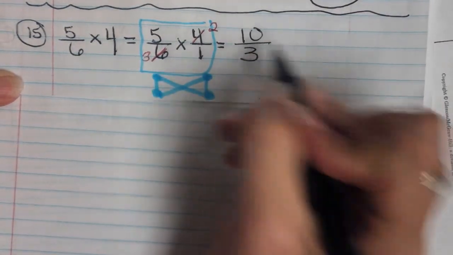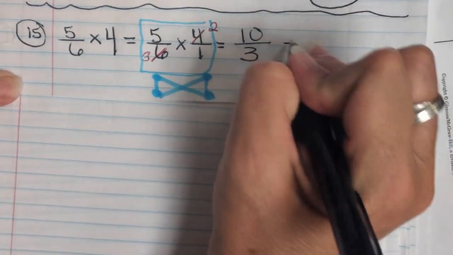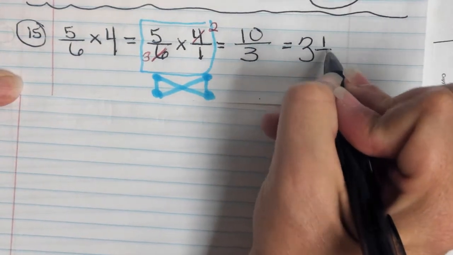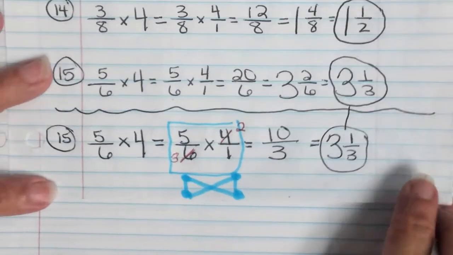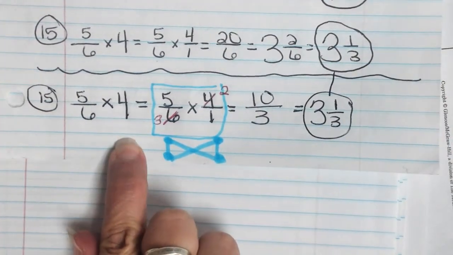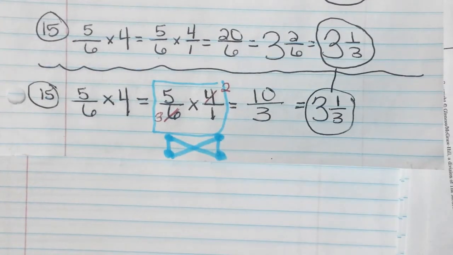3. Okay, top number's bigger. Can 3 go into 10? How many times? 3 times. How many's left over? 1/3. Look, I just want you to see the difference. You get the same answer. I'm trying to hold my paper down. Okay, you get the same answer.